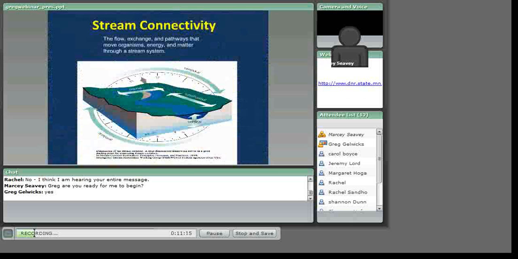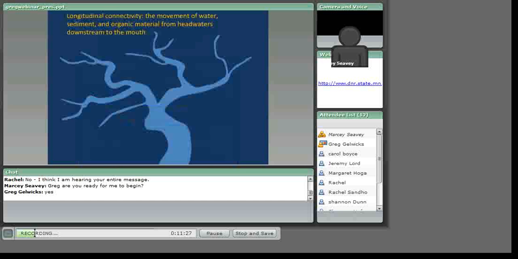The next component is stream connectivity, and this is the flow and exchange and pathways that move organisms, energy, and matter through a stream system. Longitudinal connectivity is the movement of water, sediment, and organic material from headwaters downstream to the mouth of the stream. And it also is the pathway by which organisms can move either upstream or downstream in the system.